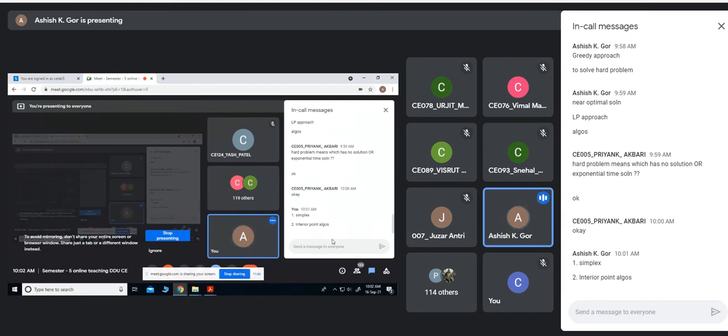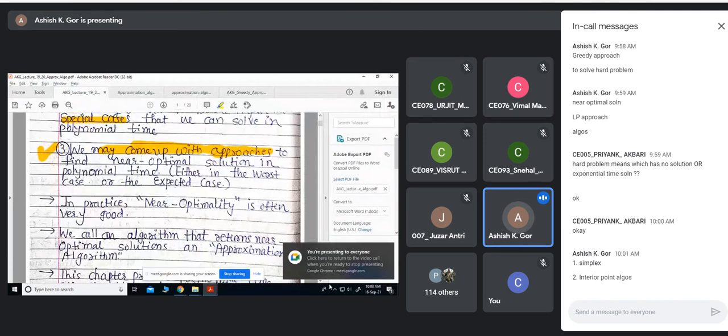So this is another way. A greedy approach, a linear programming based approach, or sometimes a heuristic based approach could be there. These are some of the ways or approaches, for the third point, so we may come up with approaches to find near optimal solutions.